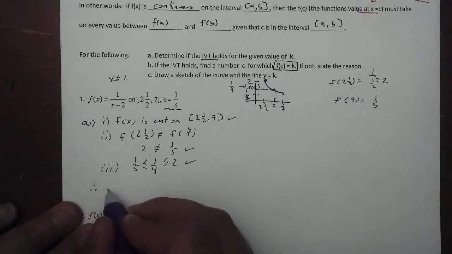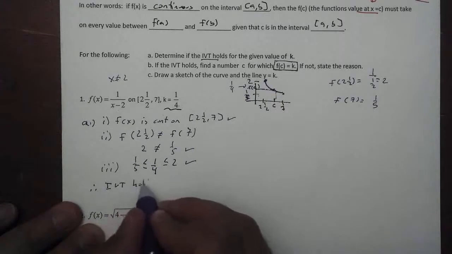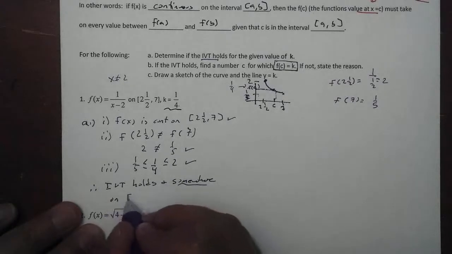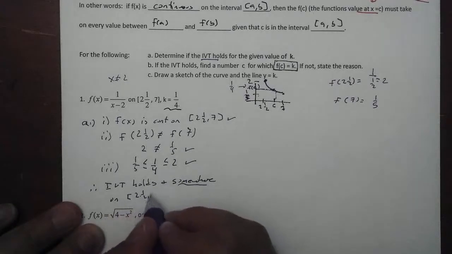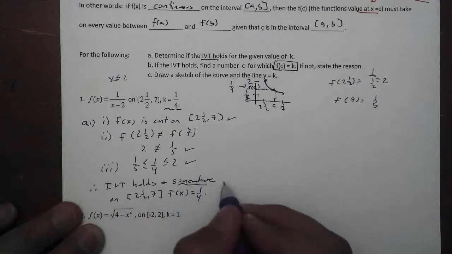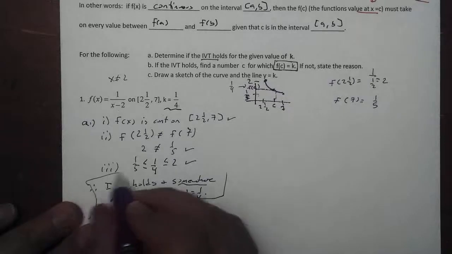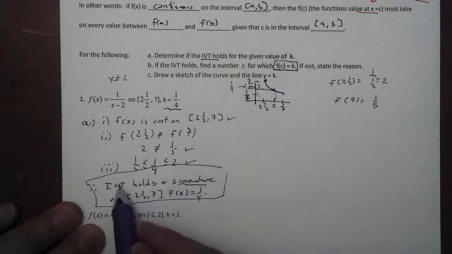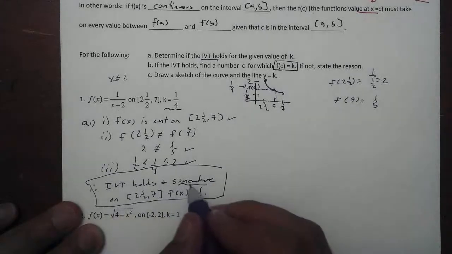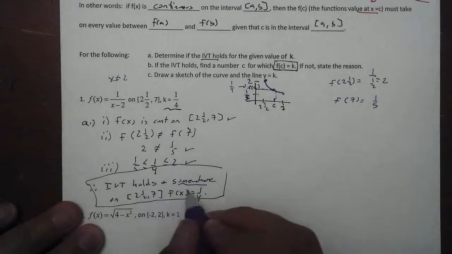Therefore, what this says to us is that the IVT holds. And somewhere, I like to say this, and somewhere, because we don't know exactly where yet, on that interval 2.5 to 7, the value must equal 1/4. So that's very important. Every year, people always write down IVT holds on that domain. That's not what they're looking for. IVT holds, and what that's telling us is that somewhere the function has to equal 1/4.